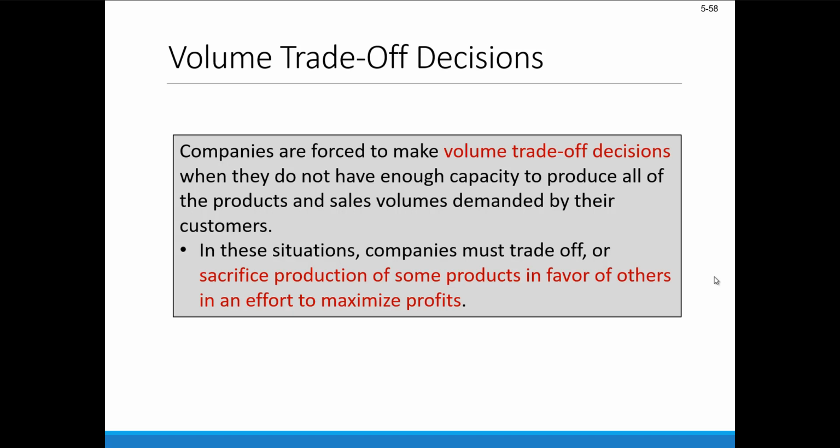That's been especially true lately with constraints in the supply chain, but we're talking about something a little different here. So in these situations, regardless, companies must trade off or sacrifice production of some products in favor of others, and typically we want to do that in a way that maximizes profits. We want to focus on producing and selling the thing that can generate the most profit.